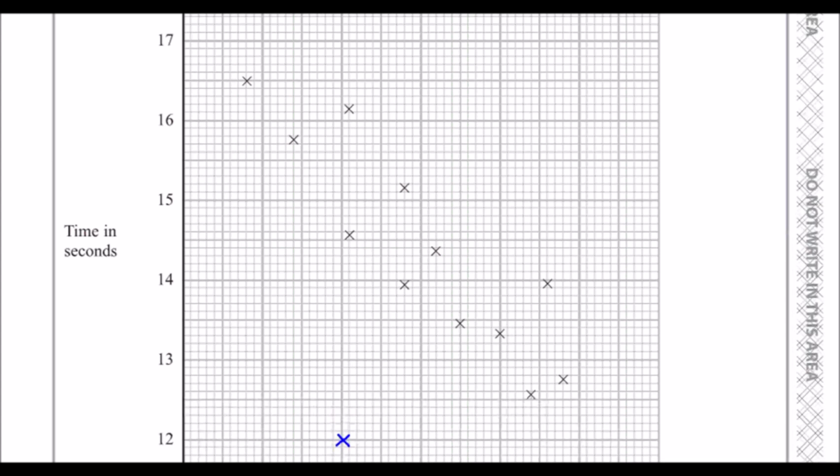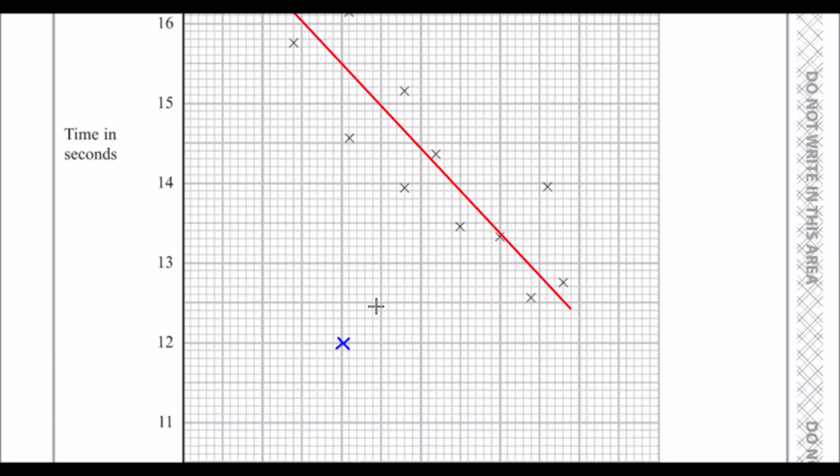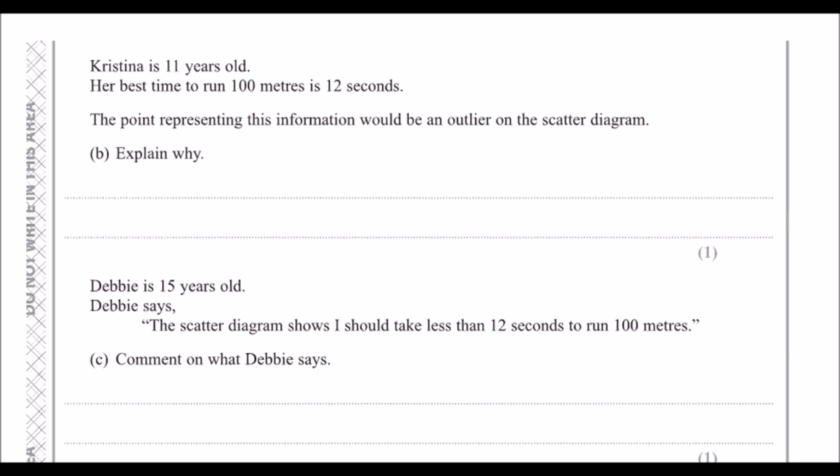So if we draw the line of best fit, the trend line, it would look something like that. And you can see that this point's a long way away from the line of best fit. So Christina is a lot faster than other people her age. It doesn't fit the trend. So it's an outlier.